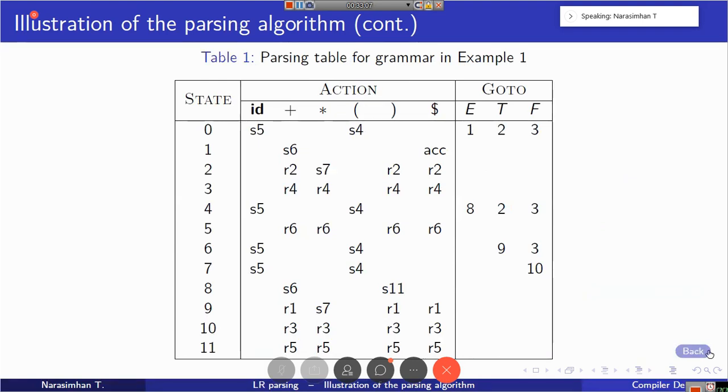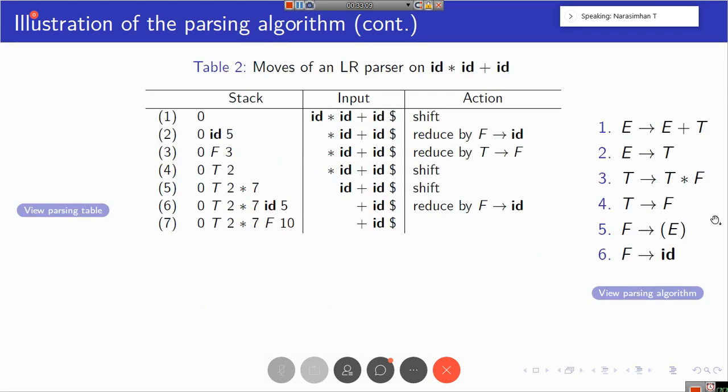You reduce using the third rule. What is the third rule? T gives T star F. So the right hand side is T star F, so the length of beta is 3 symbols. You need to pop 2 into 3, 6 symbols from the stack. So which all will be popped? So 1, 2, 3, 4, 5, 6. These symbols will be popped, right? Now you have 0 at the top.